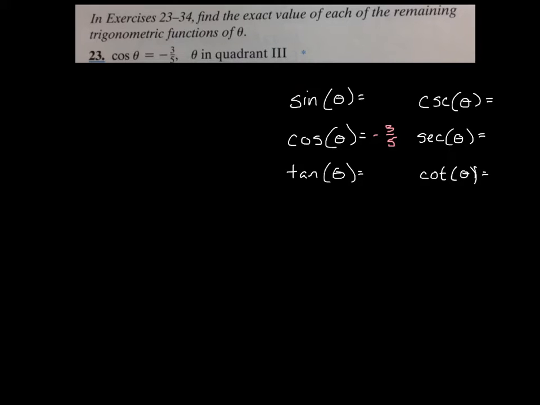Alright, so this is the classic problem in trigonometry where they give us the value for one of the trig functions. They don't tell us what the angle is. They give us the value of the trig function and they tell us what quadrant we're in. Let's talk about this quadrant information and what this does for us.